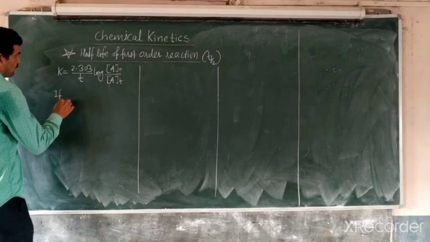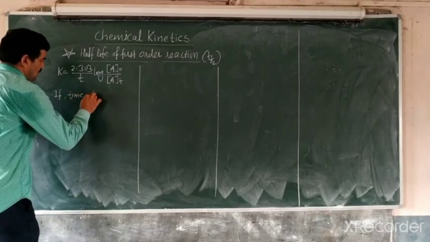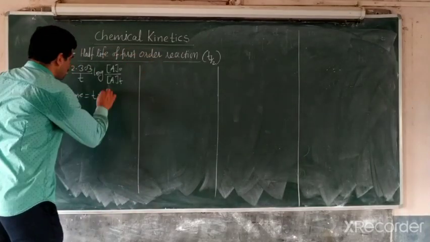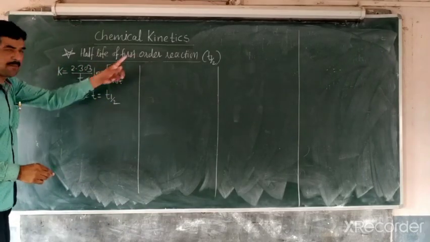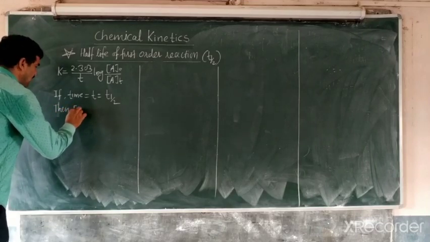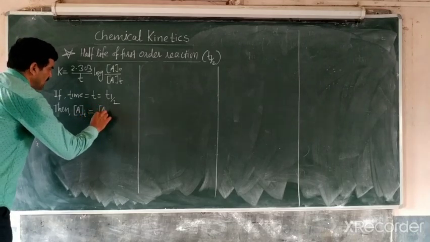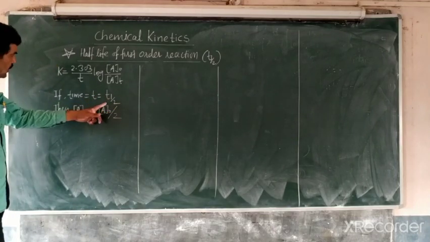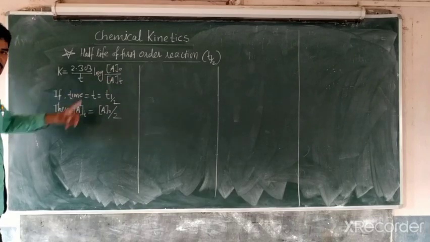Now if time T becomes equal to half-life, that is T half, then according to the definition of half-life, the concentration of the reactant which remains behind, that is AT, will become half of A0, that is A0 by 2. So we can put the value of time and AT in this equation.